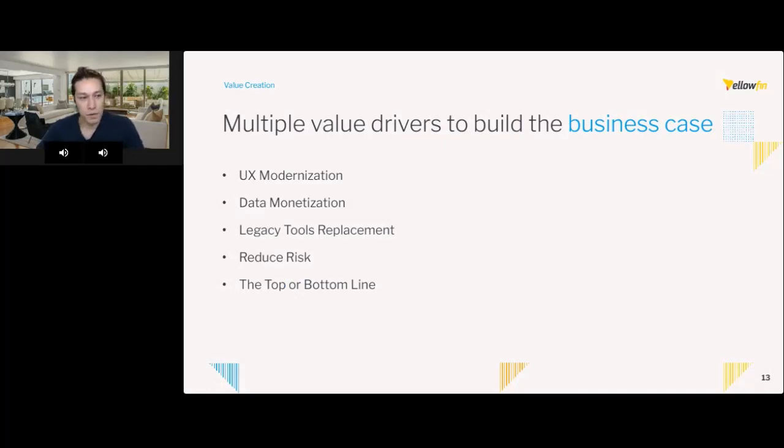So we've talked with a lot of customers over the past 20 years, as you can imagine, and we have 5 main value drivers that come up all the time as customers are evaluating the business case for embedded analytics. So we'll dive into each of these, but just a preview, we hear UX, UI, monetization all the time. Improving the user experience. Data monetization.